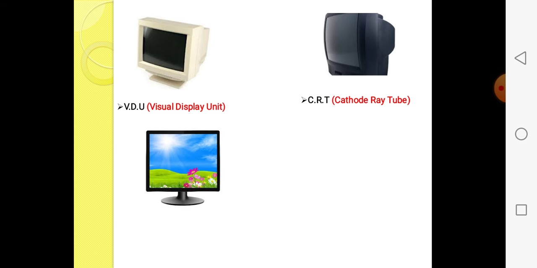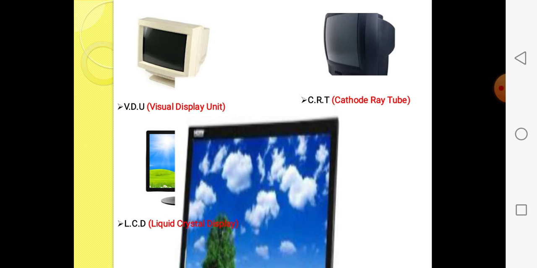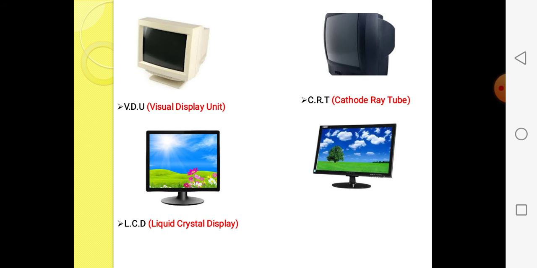This one is the video display unit. It looks like a TV. Earlier we were using this kind of monitor. The second one is the cathode ray tube. Nowadays we are using LCD and LED monitors. And now in the market there is also a touch screen monitor. So there are four types like this, and nowadays we are using LCD and LED.